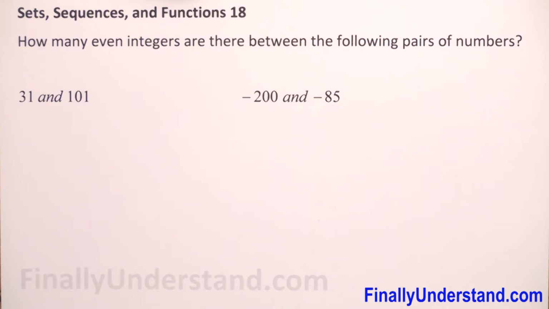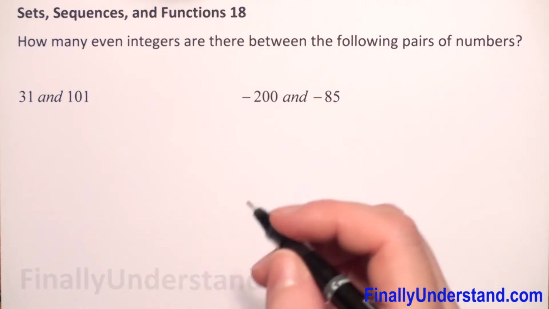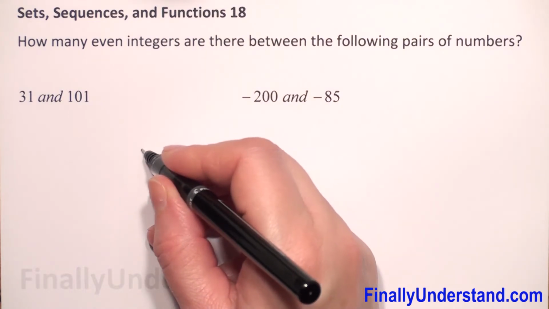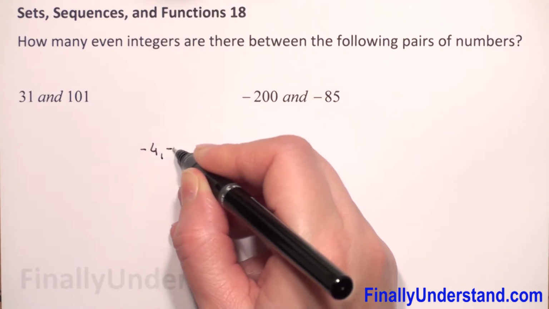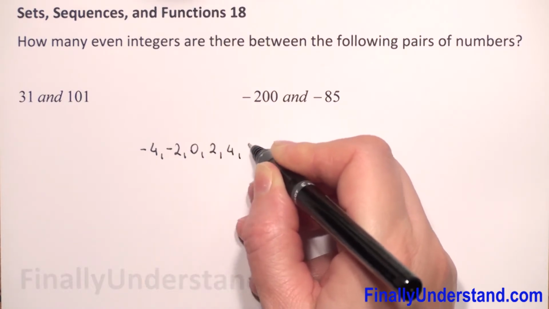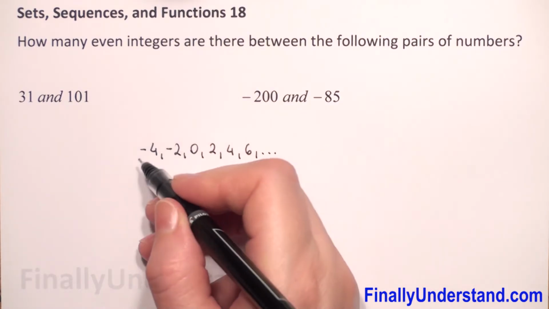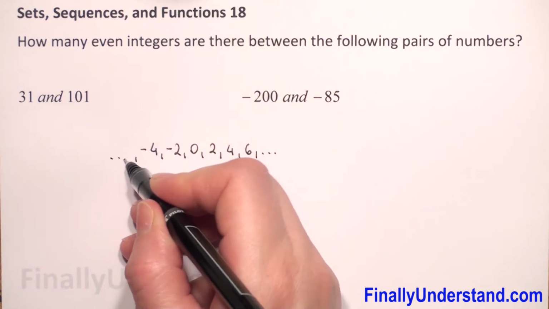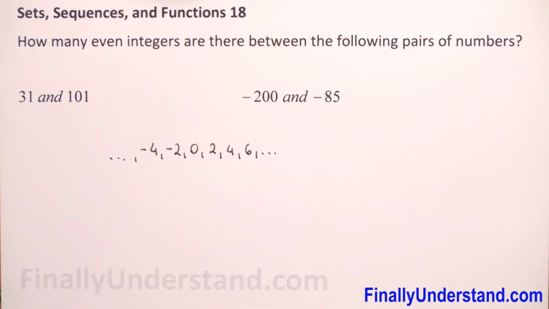So we know that the integers are whole numbers including 0 and negative values. So the even integers will be -4, -2, 0, 2, 4, 6, going from negative infinity to positive infinity. And now we see that these numbers are multiples of 2.